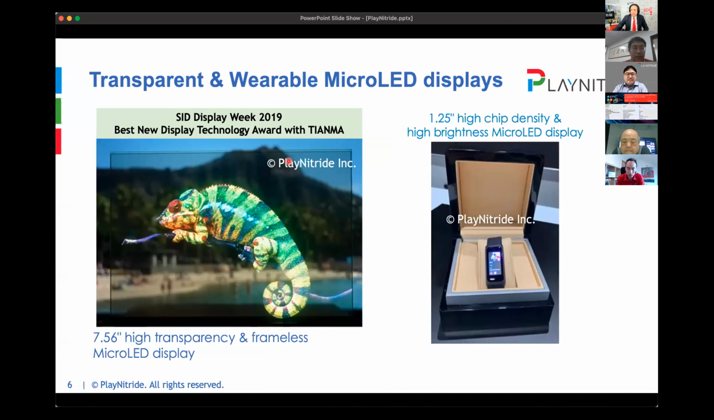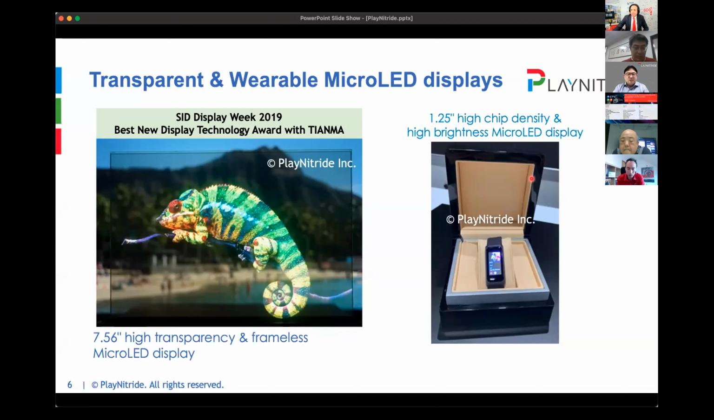Of course, a very important feature of micro LED is making a transparent display. In 2019, we worked with Tianma and demonstrated a micro LED transparent display. You can see through the display, and the border is very slim, about 0.8 millimeter wide. With this very narrow border, there's no frame required. There are a lot of applications, especially in the automotive industry. They are very interested in this technology.